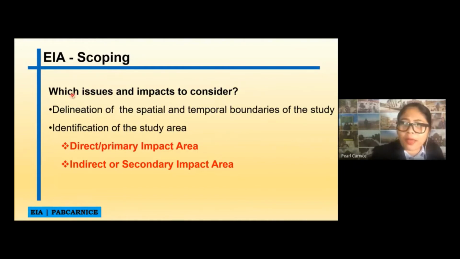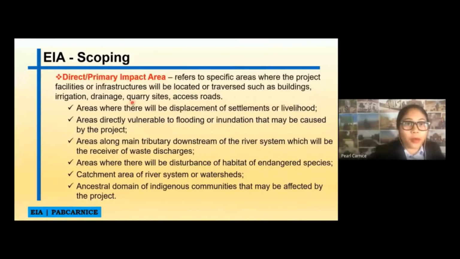So with the EIA scoping, we have to identify the issues and impacts to consider. For example, delineation of the spatial and temporal boundaries of the study, and identification of the study area. Would the area have a direct or primary impact because of the study, or would the area only have an indirect or secondary impact?